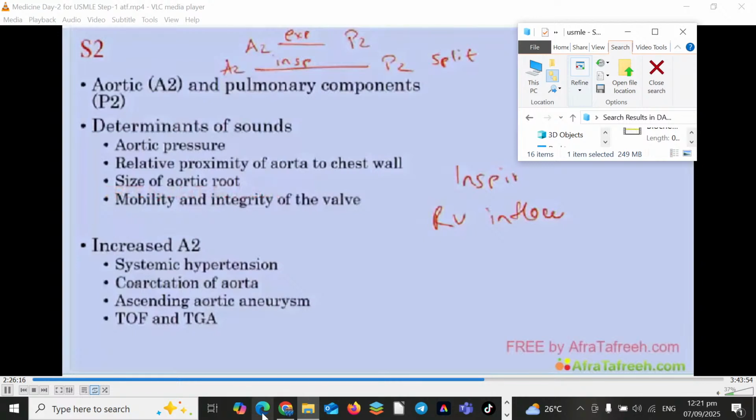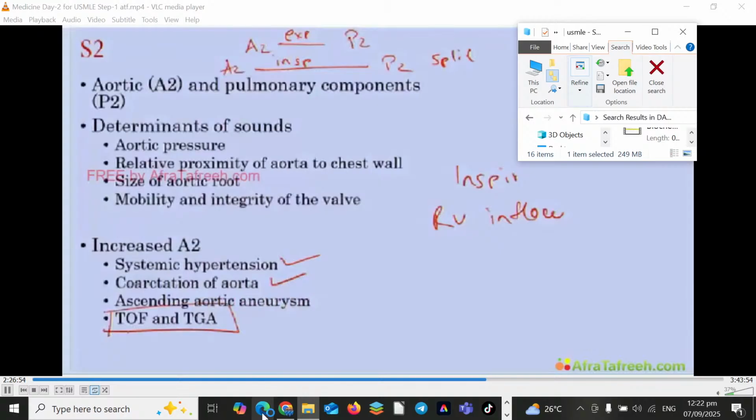So again, now there would be causes of increased sounds and decreased sounds. When you have to memorize what will increase the sound, just think about pressures. If there is a strong aortic pressure or a strong ventricular pressure, there would be a greater pressure difference. The greater the pressure difference, the greater the sound. So systemic hypertension or coarctation of aorta, which will have aortic hypertension, or TOF, TGA, just memorize it by TOF and TGA. TOF and TGA will have increased aortic sounds.